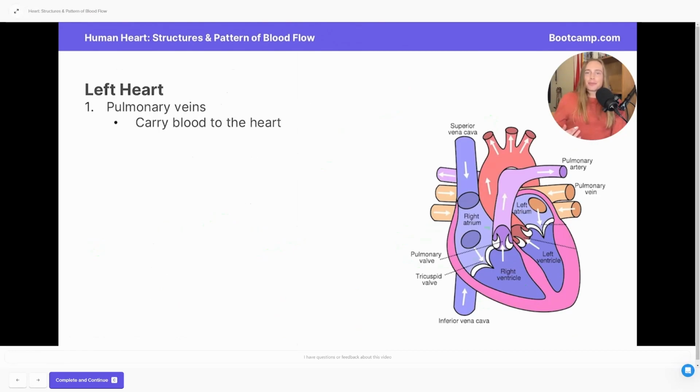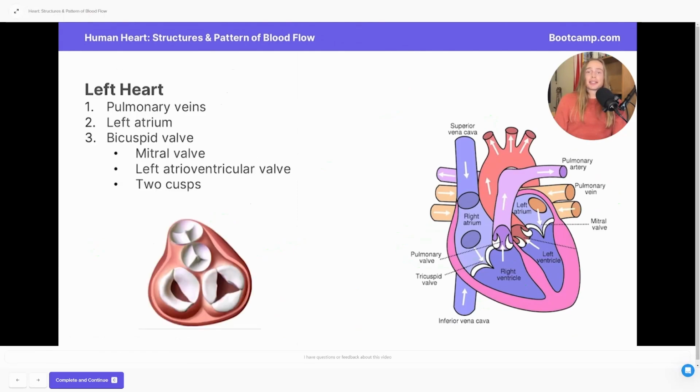So now that we've picked up some oxygen at the lungs, we're going to be traveling back to the heart through a series of vessels known as pulmonary veins. From the pulmonary veins, we are going to enter into the left atrium of the heart. The left atrium of the heart is just going to act as a receiving room for oxygen-rich blood.